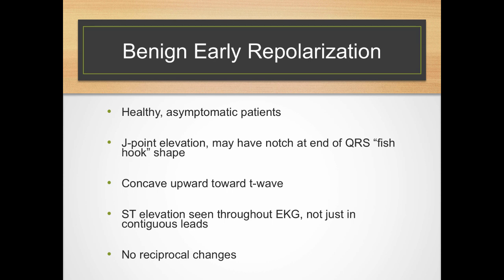So it's not like I'm seeing this in the lateral leads, and I'm seeing it in the inferior leads. Those leads are reciprocal to each other, so I should see some negativity in my inferior leads if I see elevation in my lateral leads, and vice versa, but I don't see any reciprocal changes.